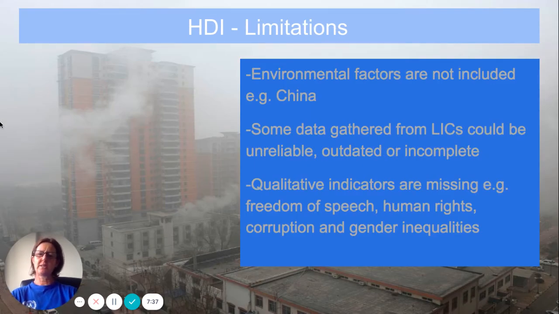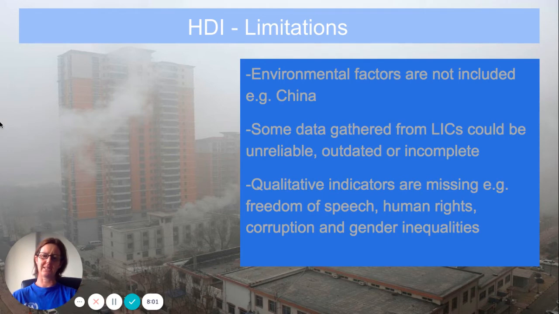Some of the limitations, there's no environmental factors. Now, obviously these are subjective, but there's a lot of subjective or qualitative factors that are arguably missing when I look at human development. All right, so for example, China, Beijing, high levels of air pollution, that I guess you could argue is indirectly linked to people's health, but it's not there.